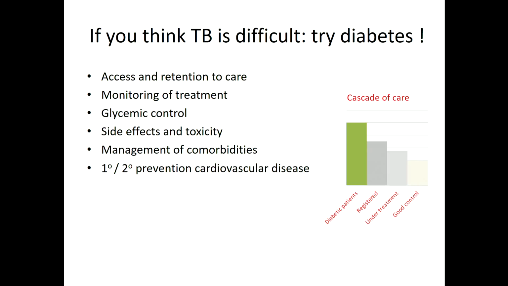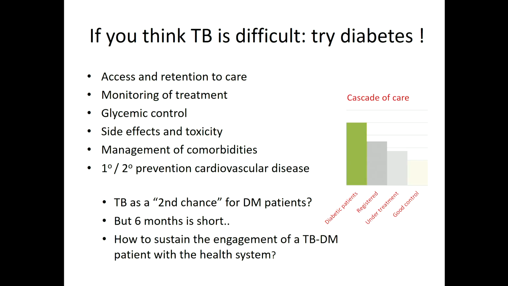Retention in care, the monitoring of treatment, glycemic control, toxicity, comorbidities, and the management and prevention of cardiovascular disease. We've seen mortality, and it's probably associated with cardiovascular disease early in TB treatment. As Cesar Ugarte from Peru phrased it, the TB may be a second chance for some of our diabetes patients. At least for 6 months, we engage with our patients, and maybe we have an opportunity to get them back in the health system and to get them on the right medication for their diabetes after the TB treatment is completed.